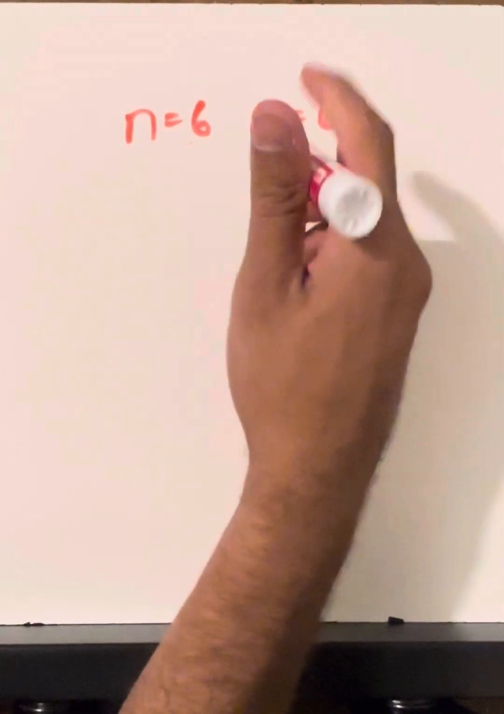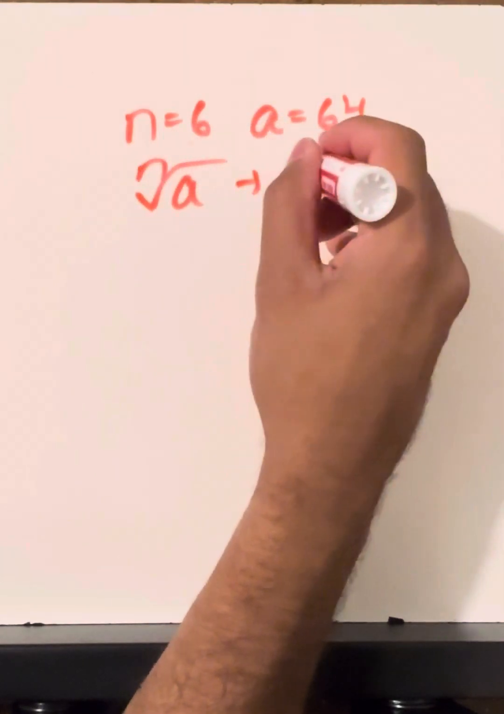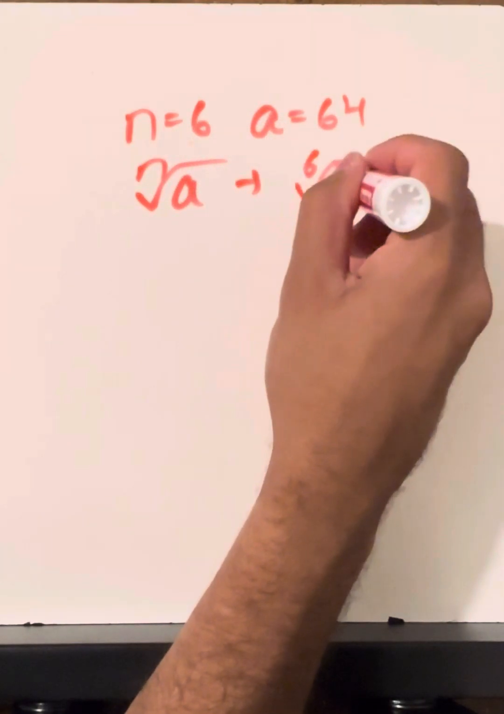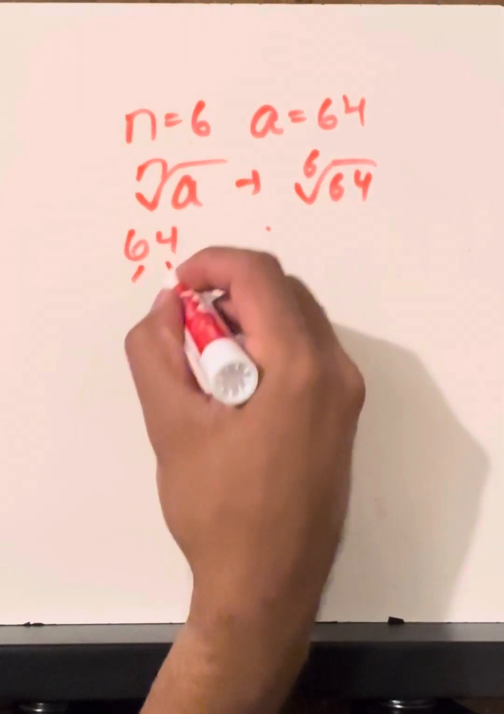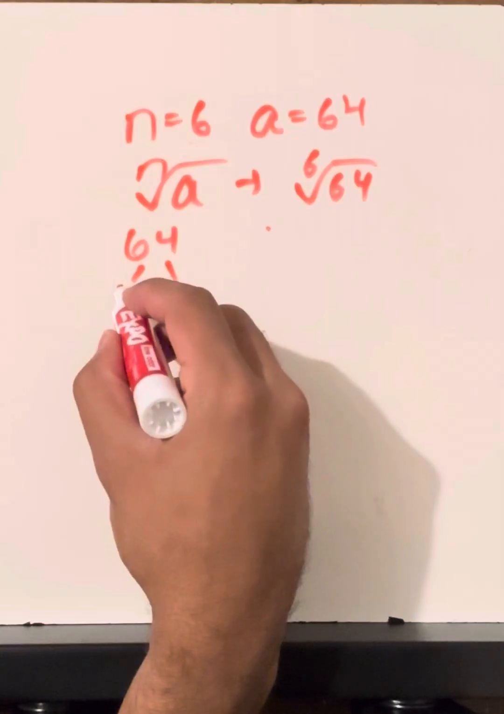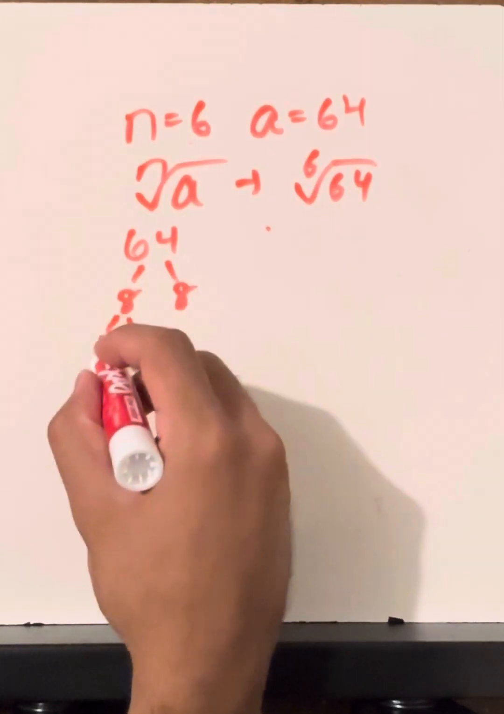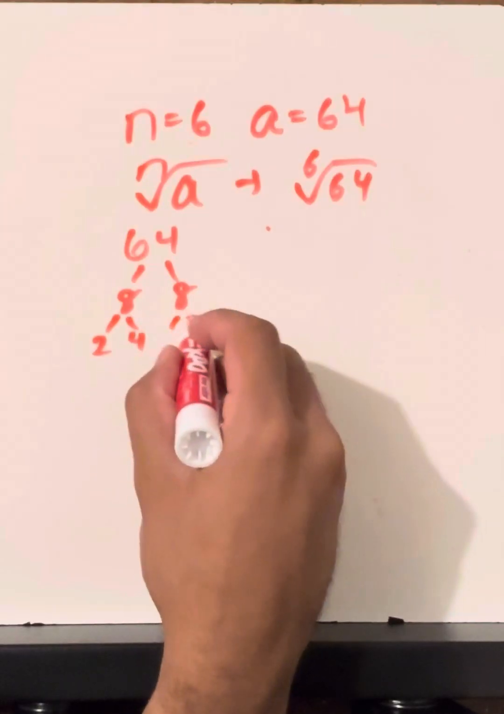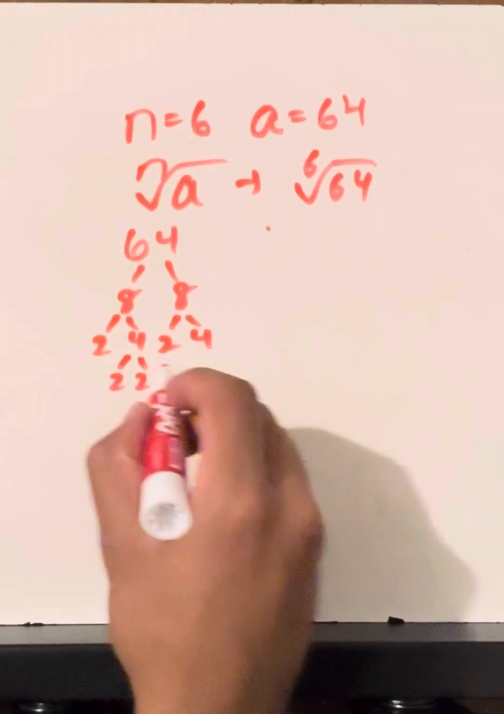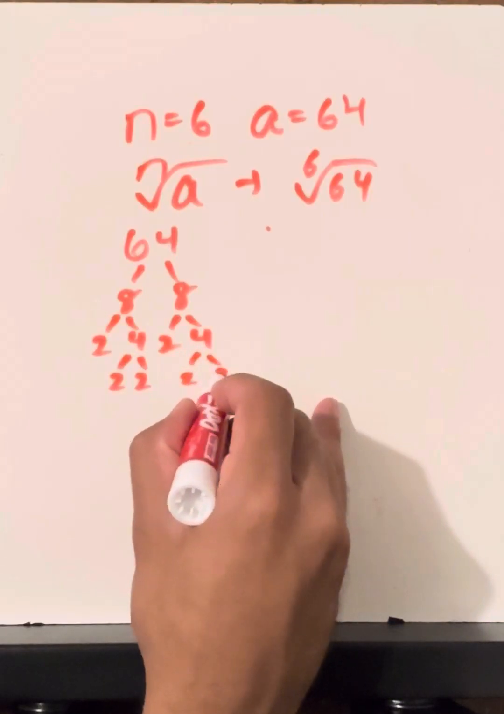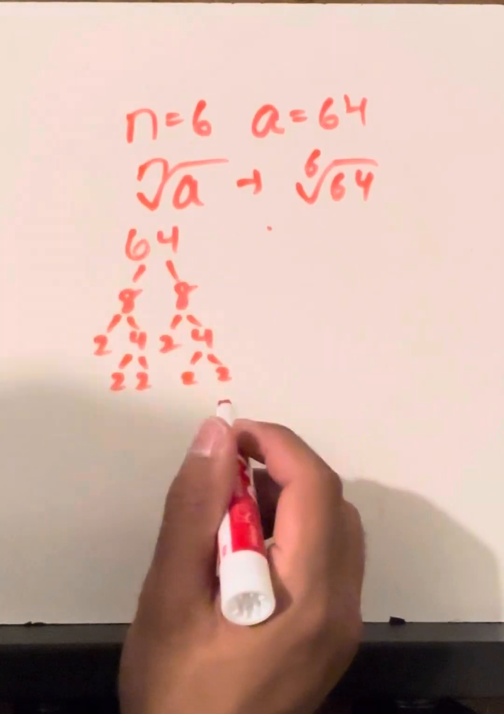If we were to put it into the form of n root a, this would look like 6 root 64. Let's break down the number 64. 64 can be broken down as 8 and 8. 8 is the same thing as 2 times 4, and 8 is also the same thing as 2 times 4. 4 is the same thing as 2 times 2, so we can break down this one as well. So now we've broken it down as far as we can get it.